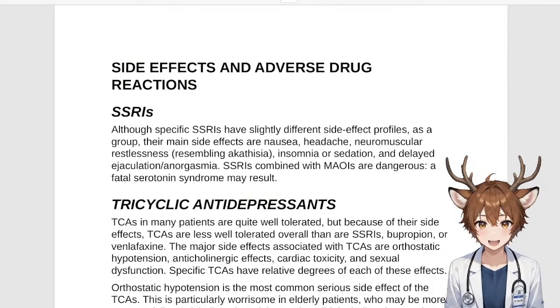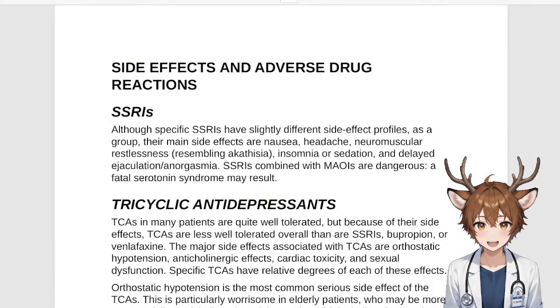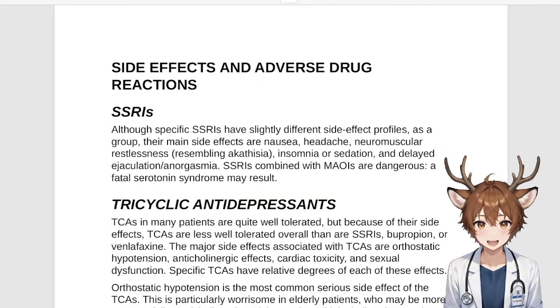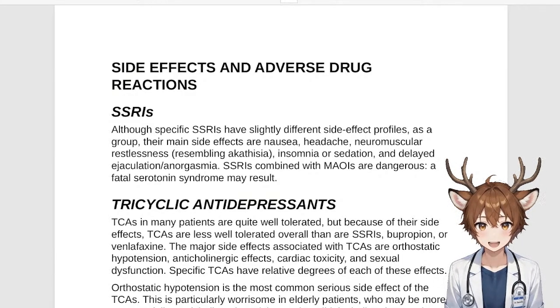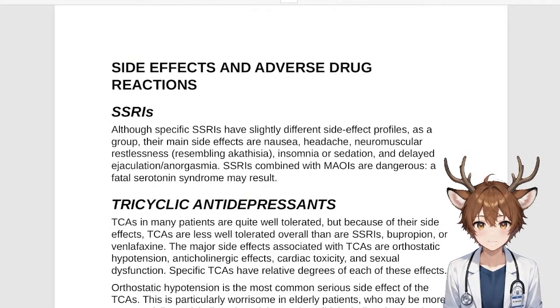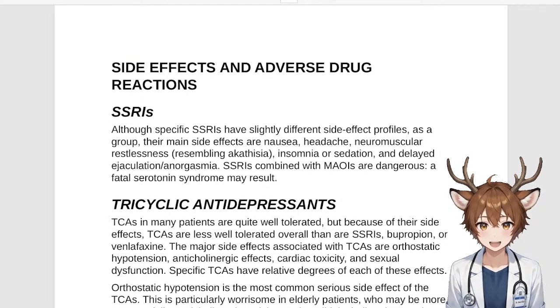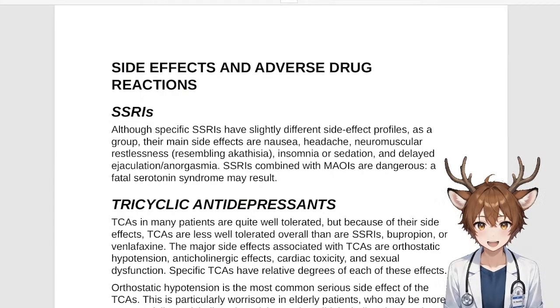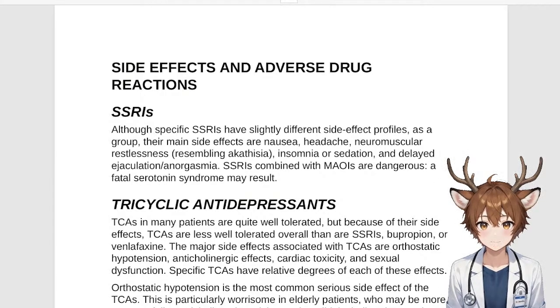Side effects and adverse drug reactions, SSRIs. Although specific SSRIs have slightly different side effect profiles, as a group, their main side effects are nausea, headache, neuromuscular restlessness resembling akathisia, insomnia or sedation, and delayed ejaculation and anorgasmia. SSRIs combined with MAO inhibitors are dangerous. A fatal serotonin syndrome may result.